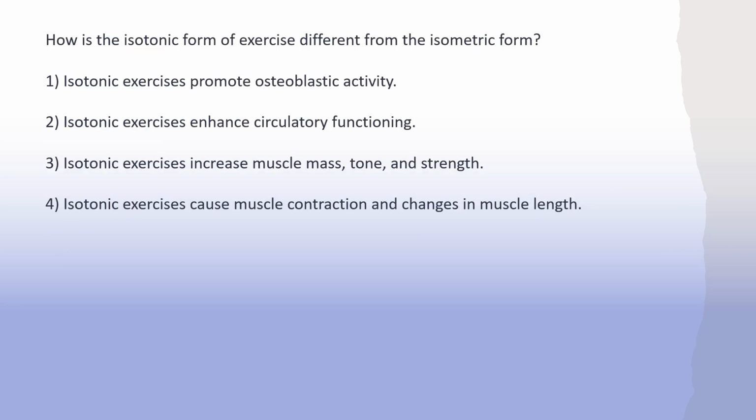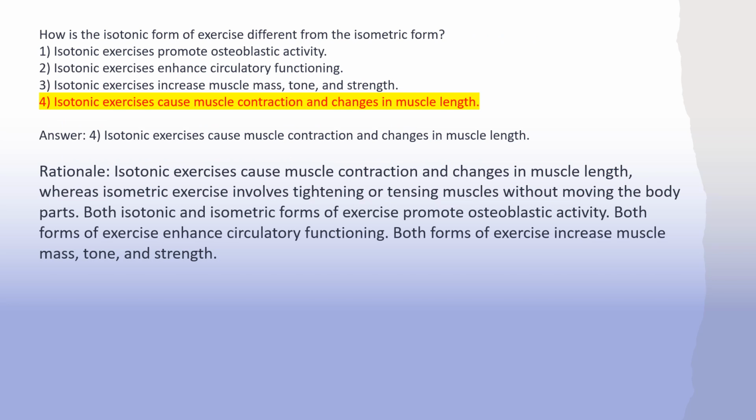How is the isotonic form of exercise different from the isometric form? 1. Isotonic exercises promote osteoblastic activity. 2. Isotonic exercises enhance circulatory functioning. 3. Isotonic exercises increase muscle mass, tone, and strength. 4. Isotonic exercises cause muscle contraction and changes in muscle length. Answer 4. Isotonic exercises cause muscle contraction and changes in muscle length.